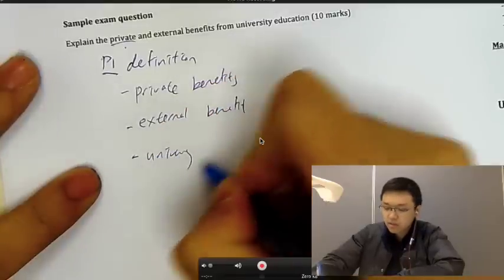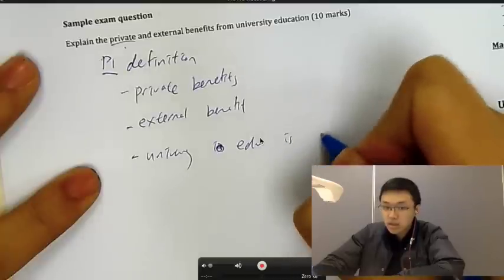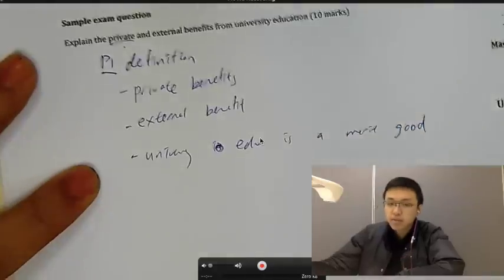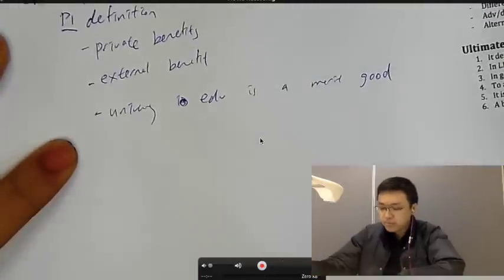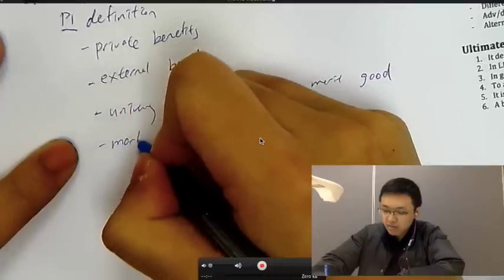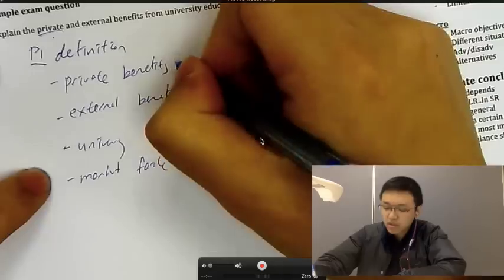So we're going to say something like, university education is a merit good, and then you define it. You should also know it as a case of market failure, and then you define it. So let's see, how can we define it?